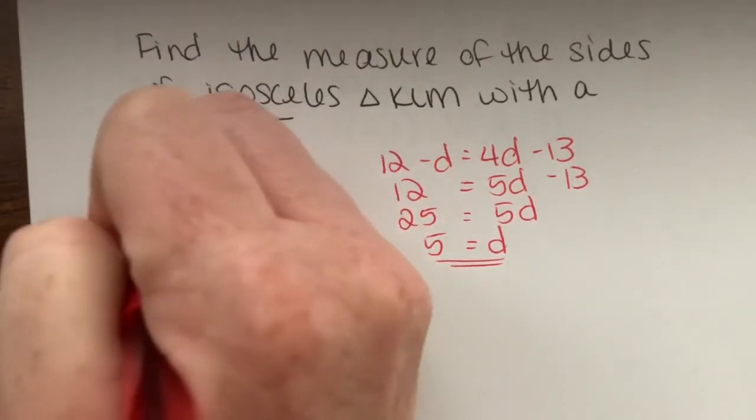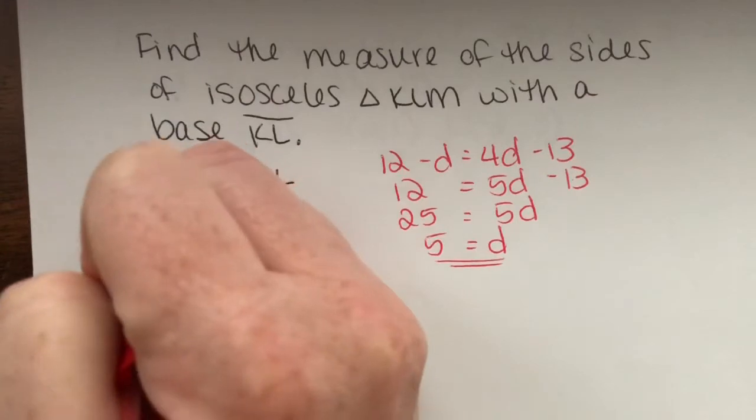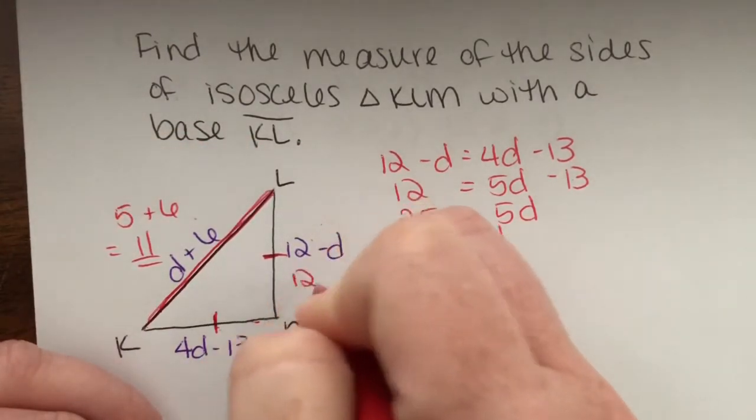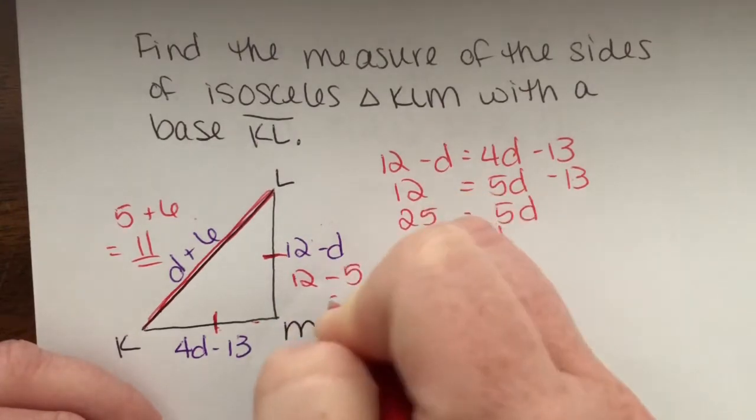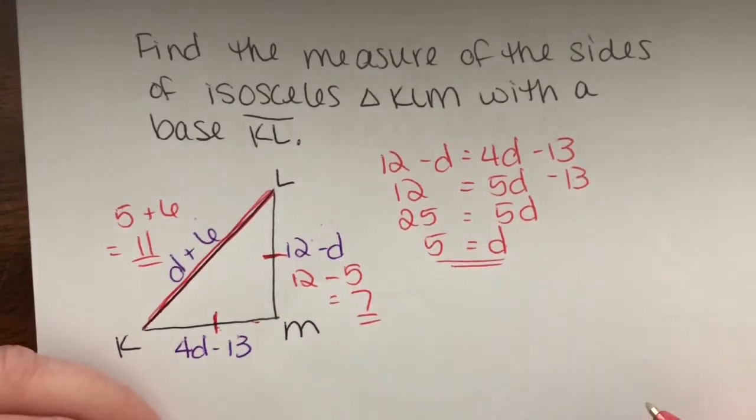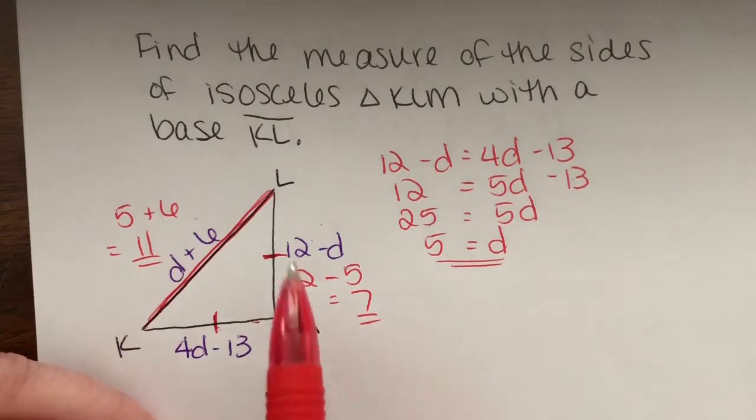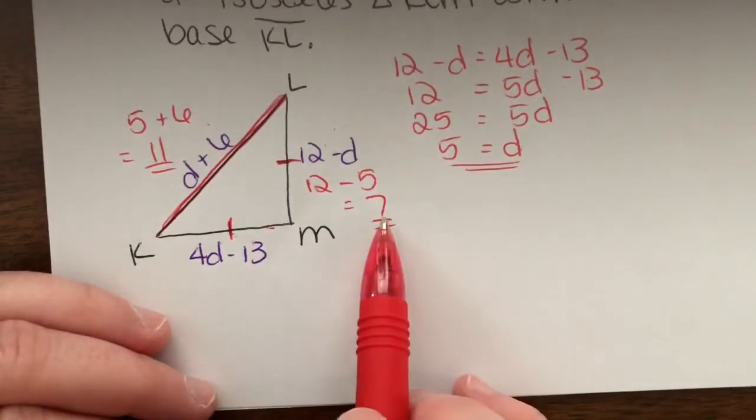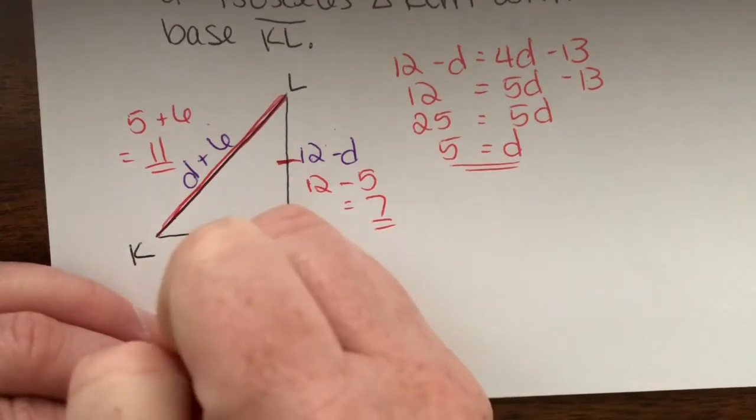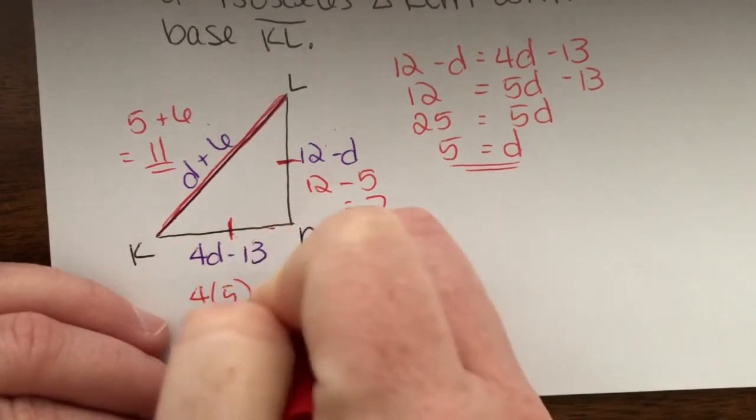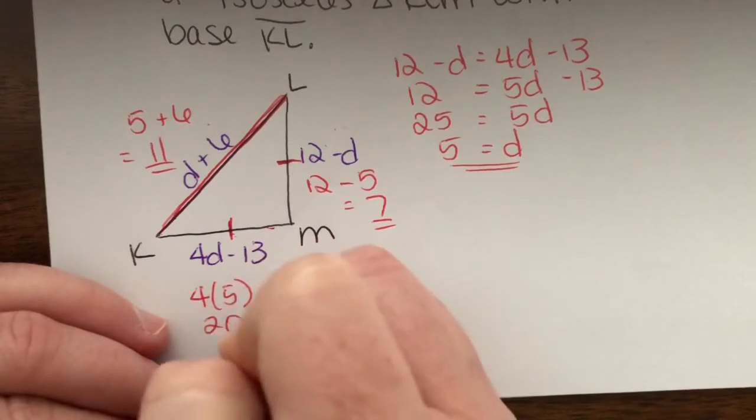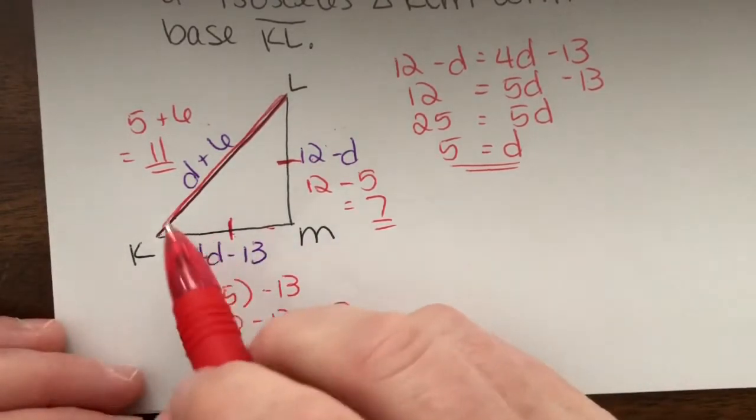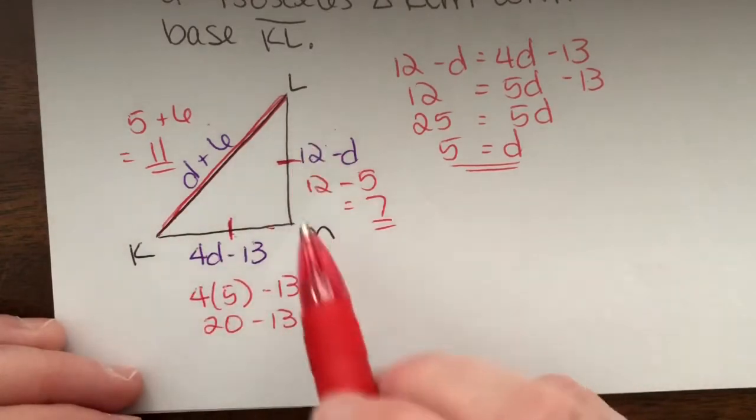Here I have 5 plus 6, which equals 11. Here I have 12 minus D. 12 minus 5 equals 7. And so these aren't the same, which is good. So far, so good. These 2 are supposed to be the same. So this should end up equaling 7, right? So 4 times 5 minus 13. 20 minus 13, which does equal 7. So the length of our sides here are 11, 7, and 7.